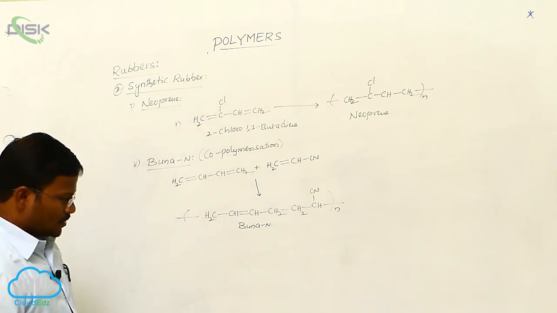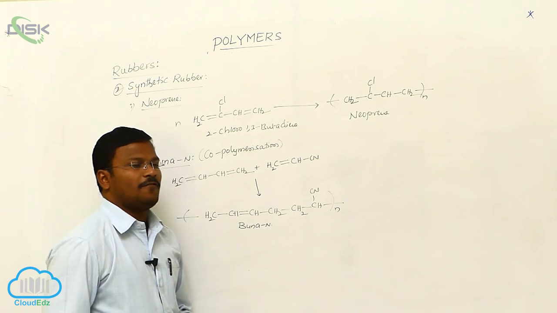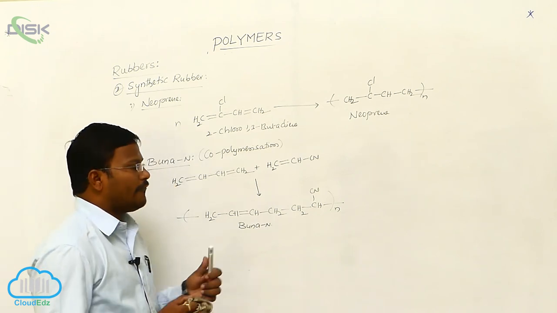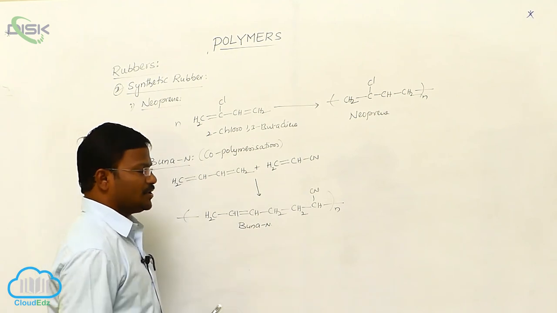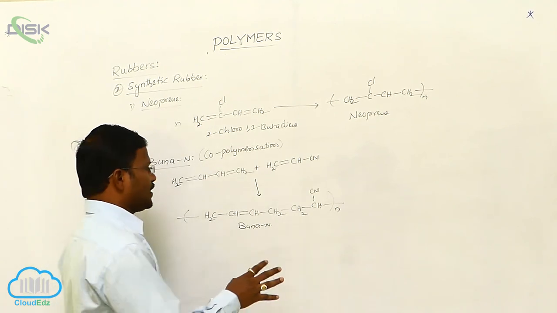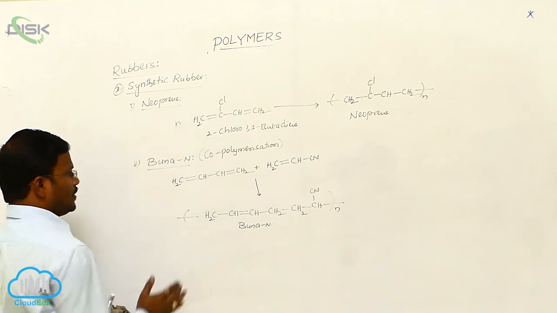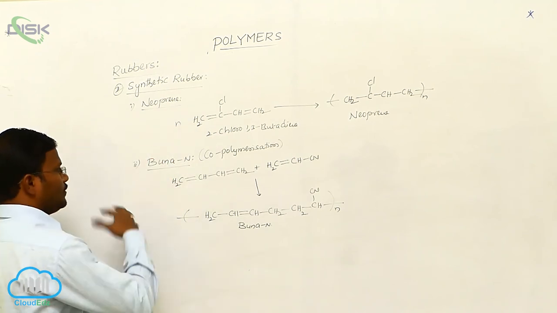So this is about different types of polymerizations available to produce polymers, addition polymerization and condensation polymerization, and different types of rubbers, synthetic rubber and natural rubber.